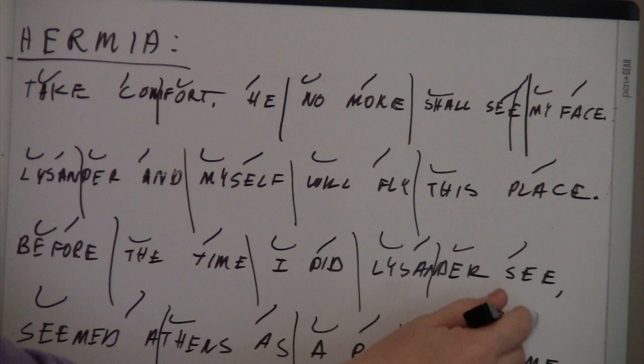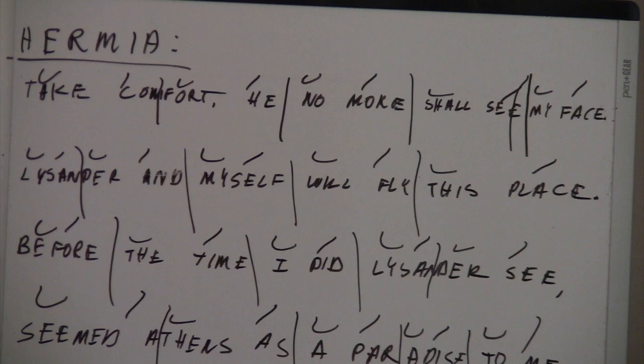You see how you really have to attend to where the syllables come, okay? And this is where it helps. Use your fingers if you need to. Bum ba, bum ba, bum ba, bum ba, bum ba. Really try to get that rhythm in your head. Ta tum, ta tum, ta tum, ta tum, ta tum. Now, obviously, that's not how you say it. Take comfort, he no more shall see my face. Lysander and myself will fly this place. Before the time I did Lysander see, seemed Athens as a paradise to me.